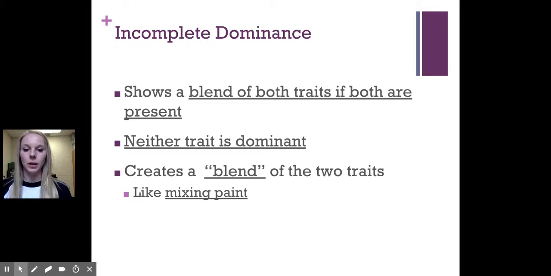The first we're going to learn about is incomplete dominance. This shows a blend of both traits if both are present. Neither trait is dominant. So remember, incomplete dominance equals blend. That's going to help remind you in the future, when you're answering problems: blend, incomplete dominant. It's like mixing paint. Your first keyword is incomplete.